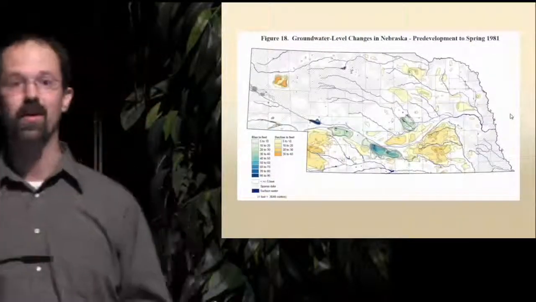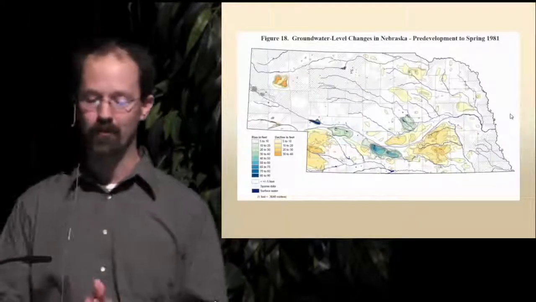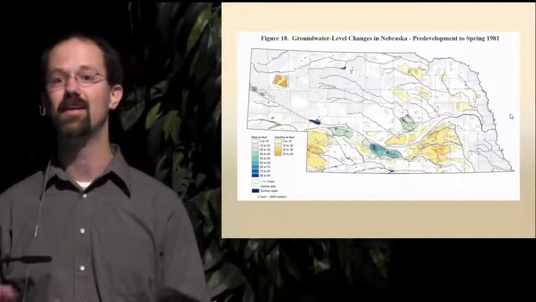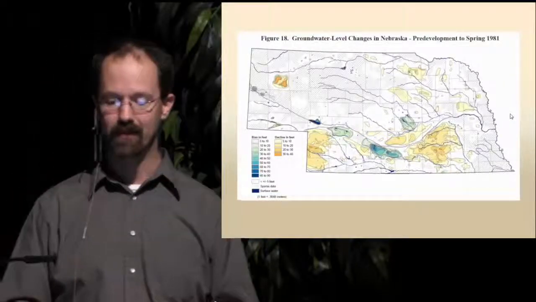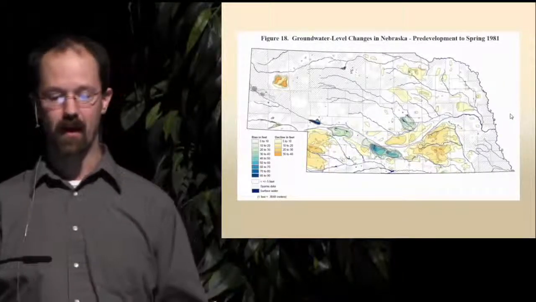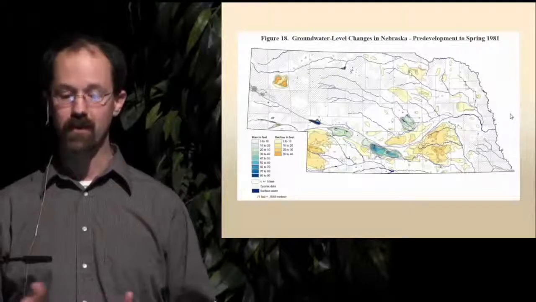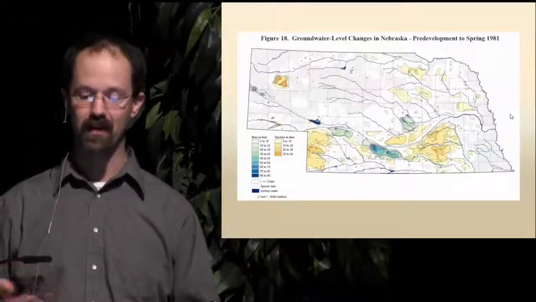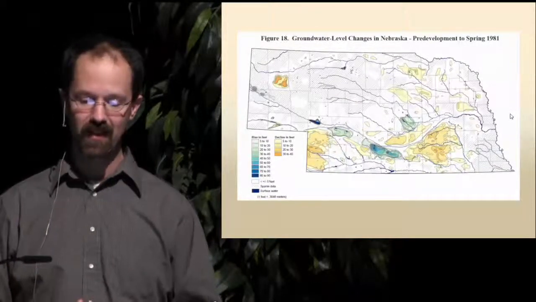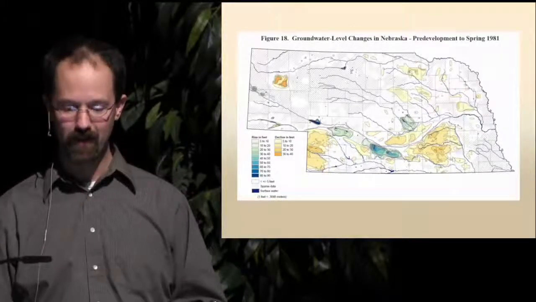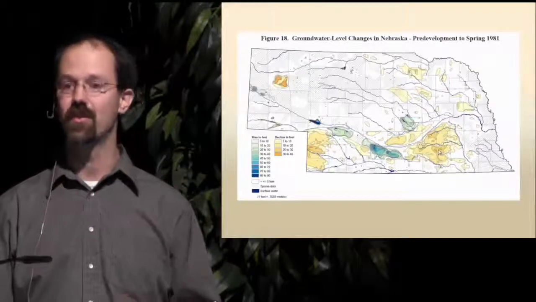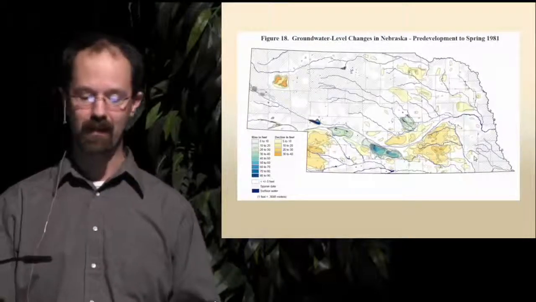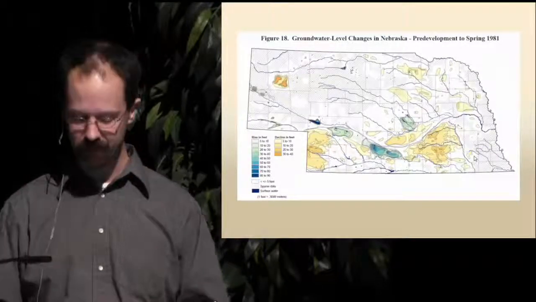So like I said before, in 1981 for the eastern half of the state, water levels kind of reached a low. This is when some regulations were put into place to try and correct some of these declines. By 1981, this area in the southeast part of the state saw declines of mostly in that 5 to 20 foot range.